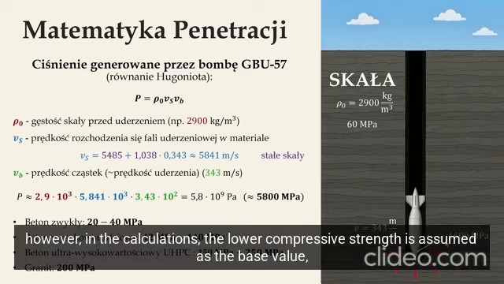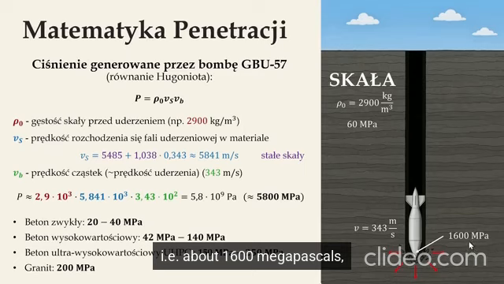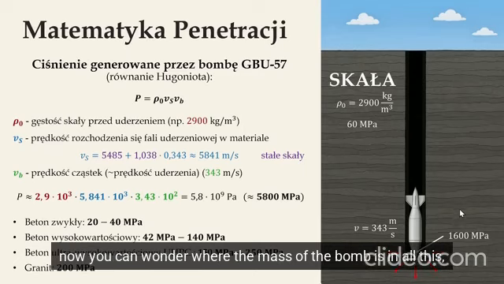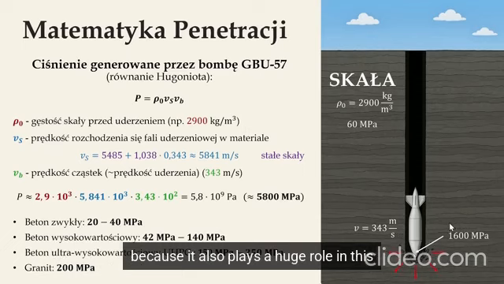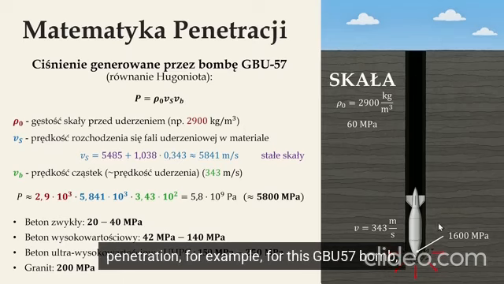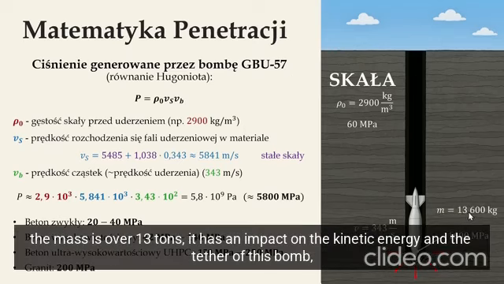However, in the calculations, the lower compressive strength is assumed as the base value, i.e. about 1,600 megapascals. Now you can wonder where the mass of the bomb is in all this, because it also plays a huge role in penetration. For example, for this GBU-57 bomb, the mass is over 13 tons. It has an impact on the kinetic energy and the momentum of this bomb.